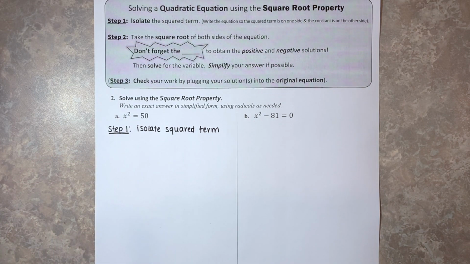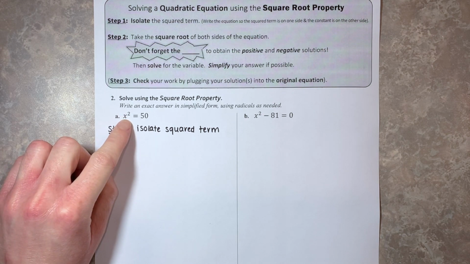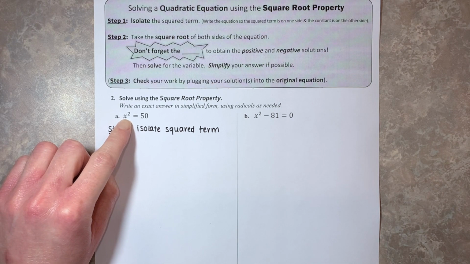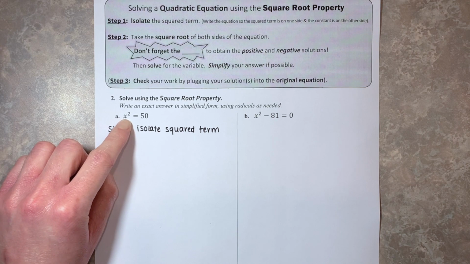In order to isolate the squared term, or in other words, in order to isolate the x squared, you need to make sure that the x squared is the only thing on the left side of your equation. And that's the case here. Our x squared is already isolated, so I'm just going to put a check mark for step number 1.